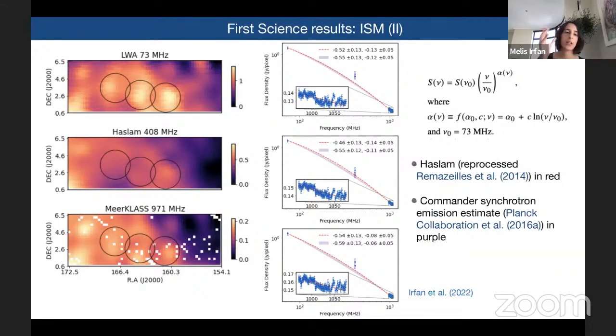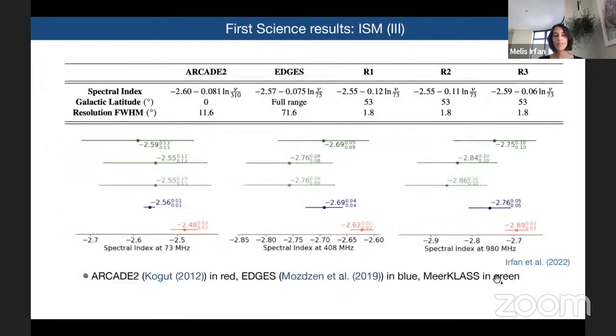over frequency. So we picked three regions on the sky, three apertures, and you've got circles with roughly beam size radius. And so you have three SEDs, one for each of those regions. And we're fitting for the spectral index and the curvature. And that's what I'm showing here.